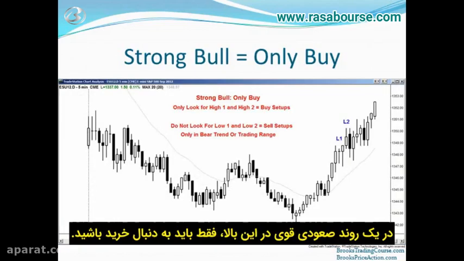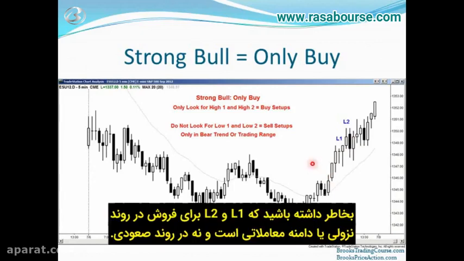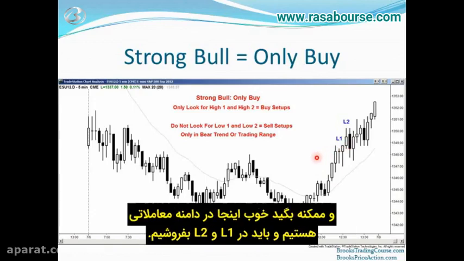In a strong bull trend up here, you only want to look to buy. Remember, a low 1 and a low 2 is for shorting in a trading range or in a bear trend, not in a bull trend. So you can look at this and say, well, we're in a trading range all through here, and therefore we should short a low 1 or a low 2.